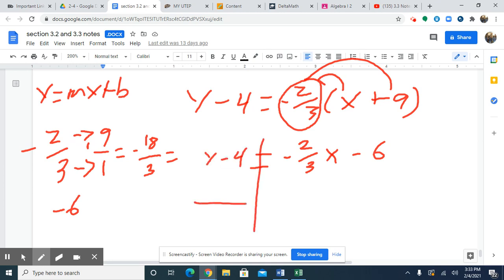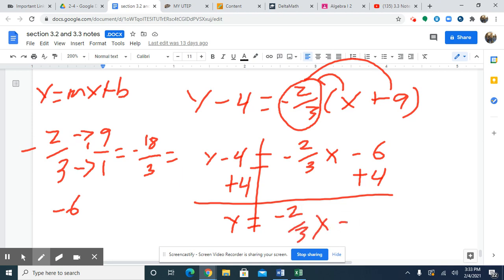And so finally, what we want to do is leave the y by itself. And we're going to do that by adding 4 on both sides. So negative 2 over 3x minus 2. Negative 6 plus 4 is negative 2. And that's our equation in slope intercept form.